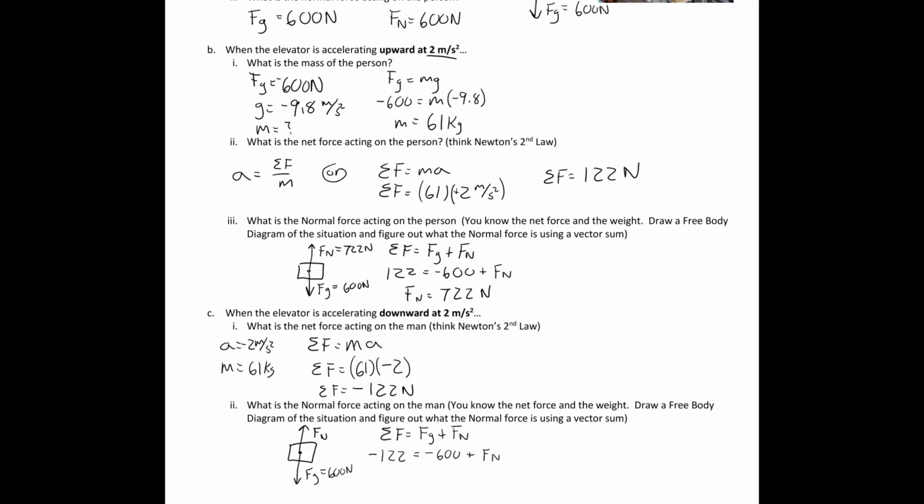Now, it's the same process. You solve for n. You add 600 to both sides. But negative 122 plus 600 is going to give you 478 newtons in the positive direction. So in both these cases, the normal force was acting upward, but with different magnitudes. In this case, it's less than the weight. The weight is beating the normal force. It's larger than the normal force, causing a net force downward. That's what's causing you to accelerate downward.